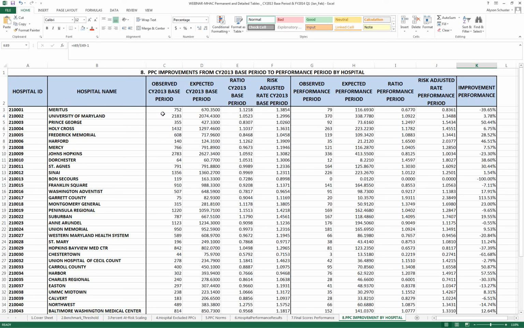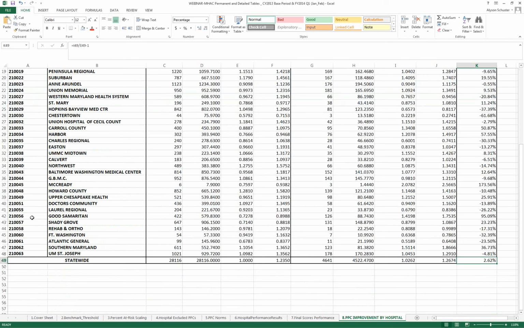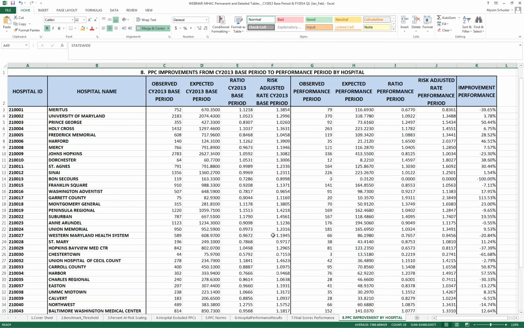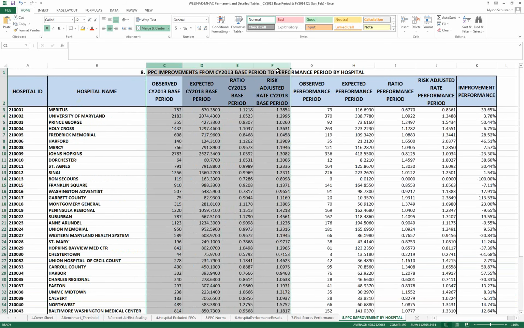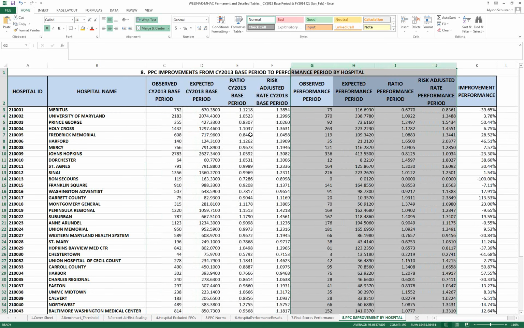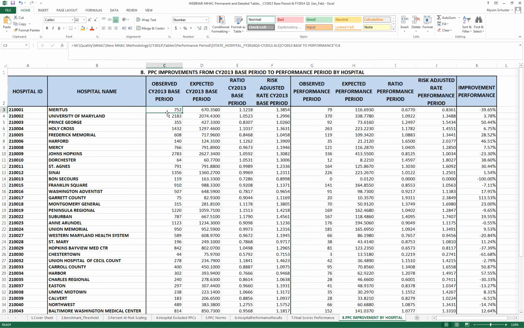This tab, the last tab in the workbook, is what will tell you this. It will tell you the rate of improvement for each hospital, as well as down here, and I'm just going to highlight this in orange, the statewide improvement. So again, these four columns contain the calendar year 2013 base period information. The second four columns include the preliminary data from January and February only. It shows us the total number of observed PPCs, the total number of expected, the ratio, and the risk-adjusted rate. So as you can see, we then calculate over here in column K the percent improvement.